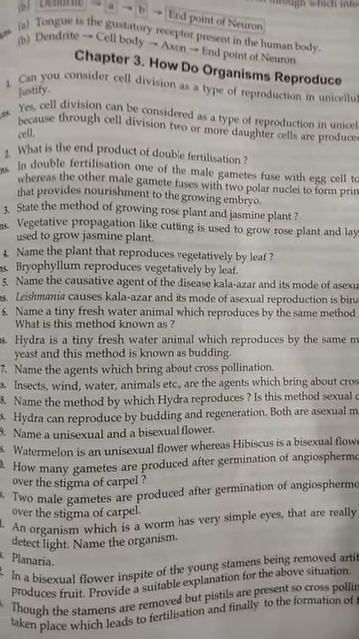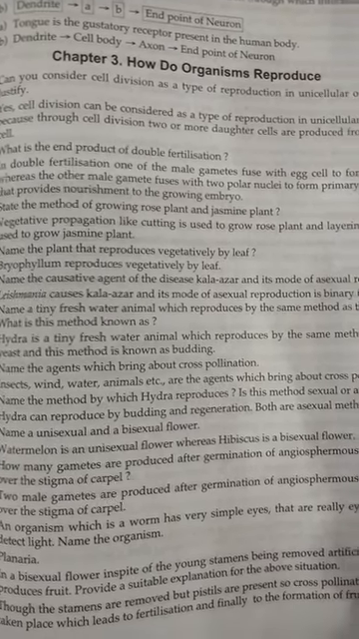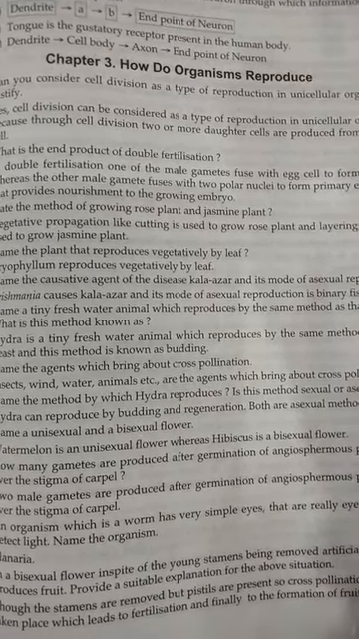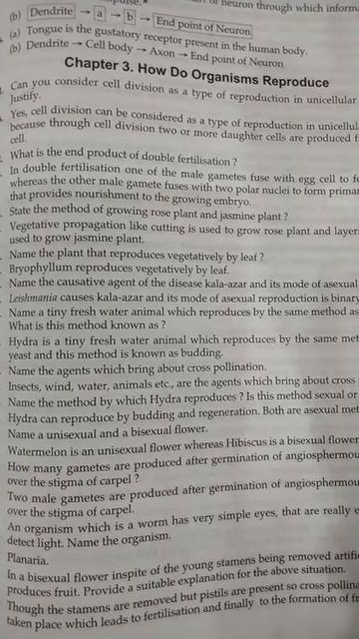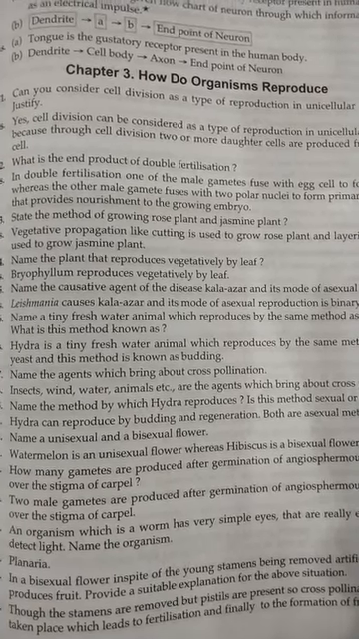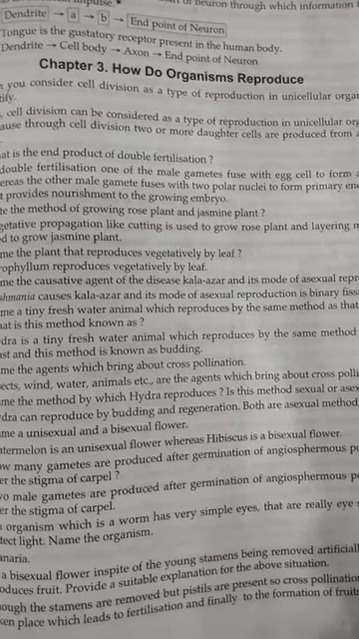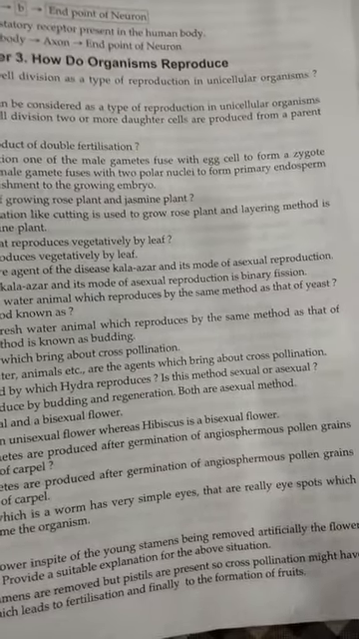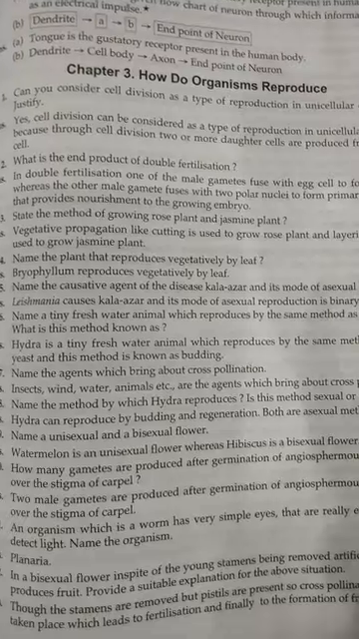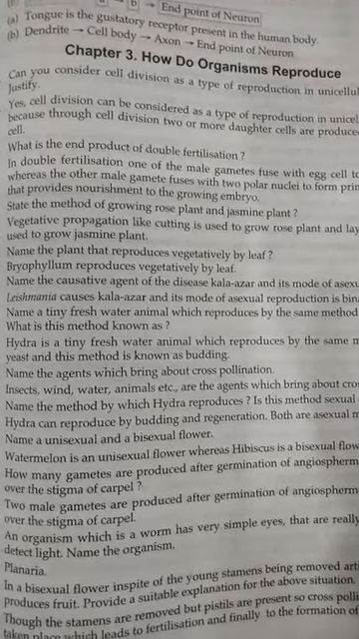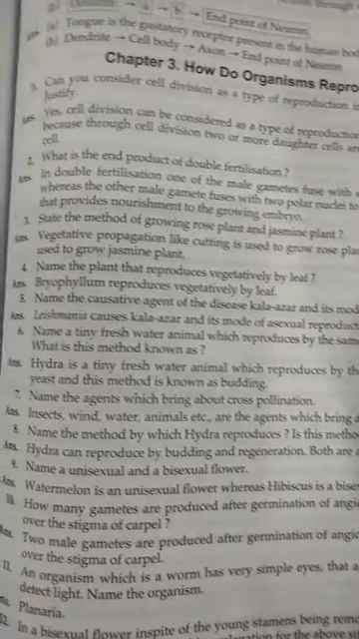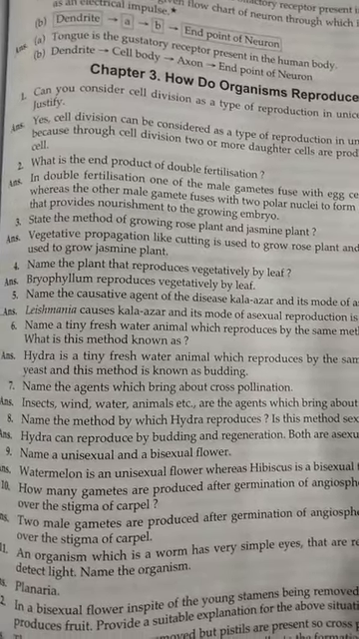Okay, third, state the method of growing rose plant and jasmine plant. Vegetative propagation. Okay, for rose plant, cutting is used to grow the rose plant and the layering method is used to grow the jasmine plant. Now, name the plant that reproduces vegetatively by leaf. Bryophyllum reproduces vegetatively by leaf.